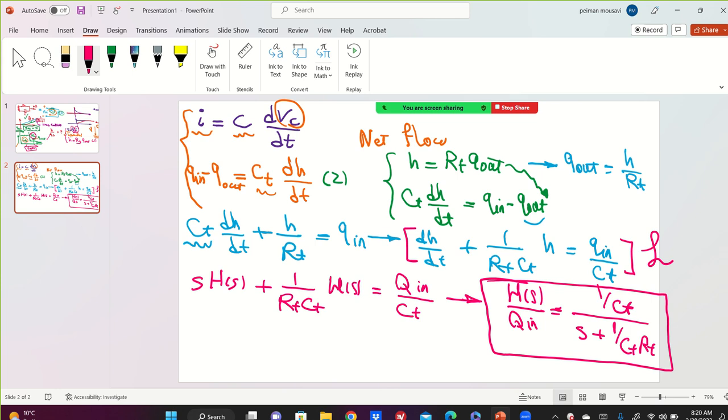And now if I say my closed transfer function is Q out over Q in, I want to find this. If I do that, you have to replace this here, H in D, CT dH over dt. When you are done, I will move that. I will go to the next page.